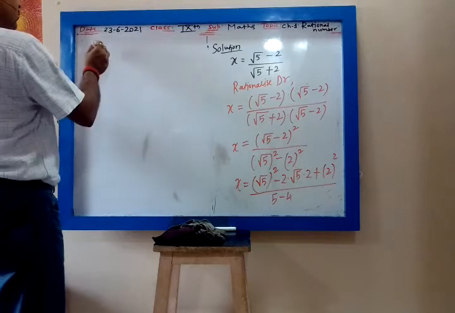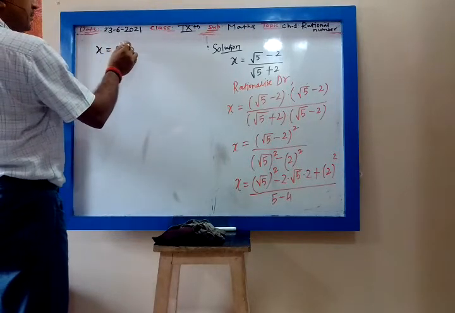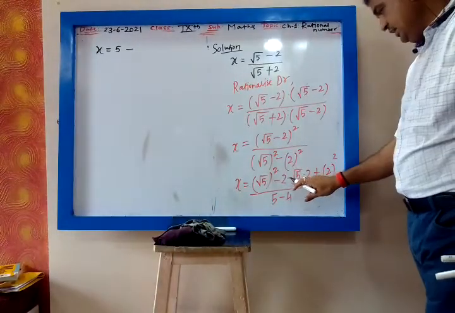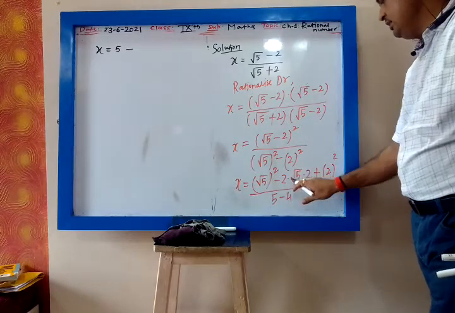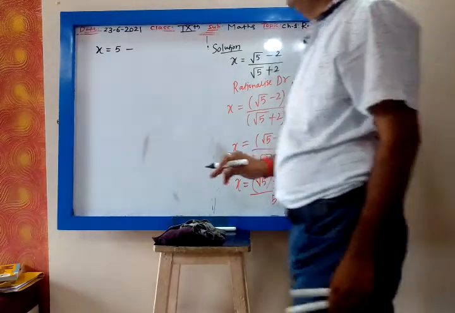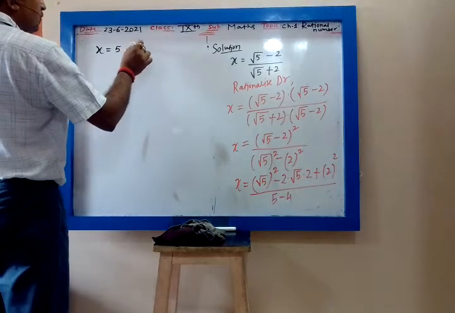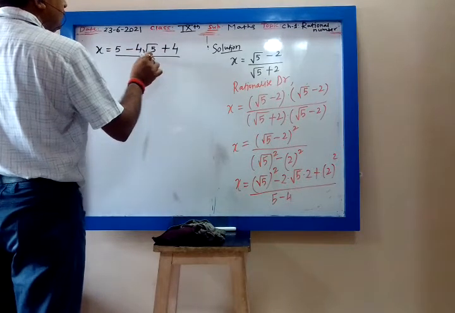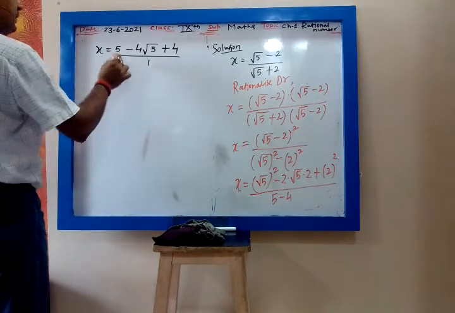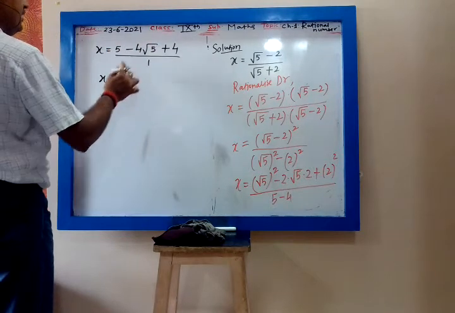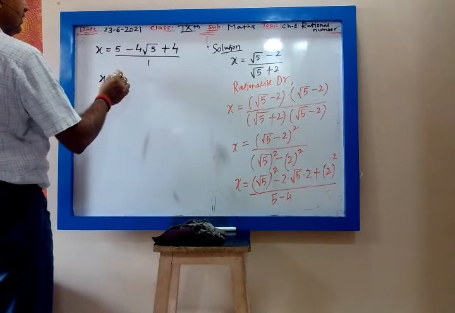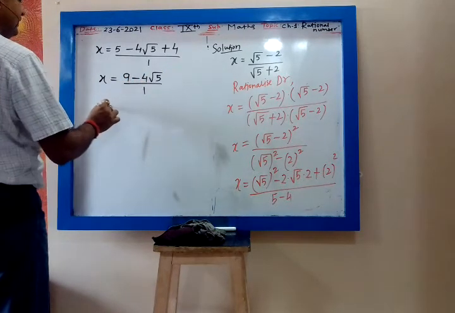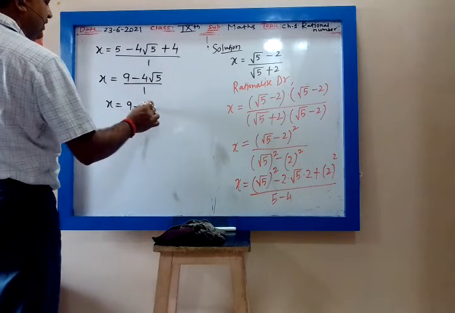So x is root 5 square, which is 5, minus, see here, this 2 and this 2 you can multiply. 2 2s are 4, so 4 root 5, plus 2 square is 4, upon 5 minus 4, which is 1. So x is 5 plus 4, 9. This 5 and this 4 I can add. 9 minus 4 root 5 upon 1. So x is 9 minus 4 root 5.